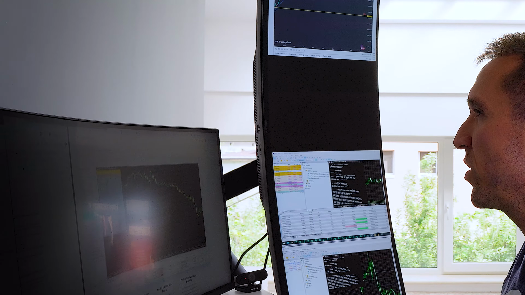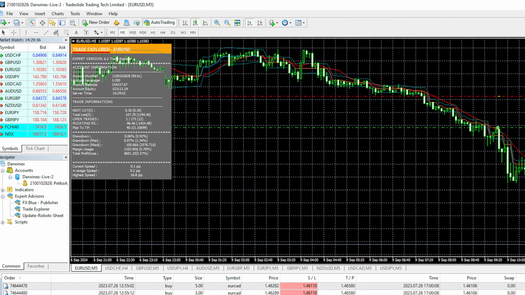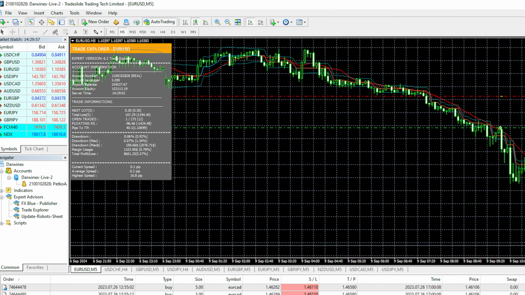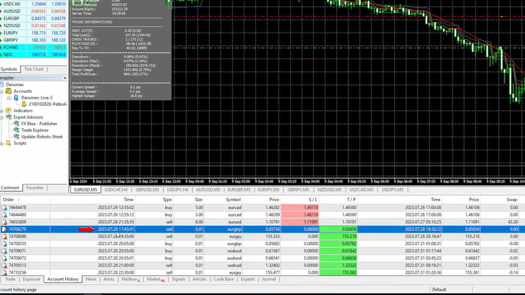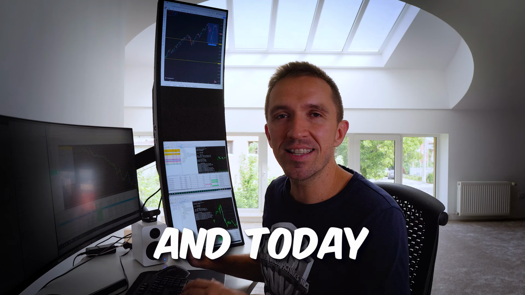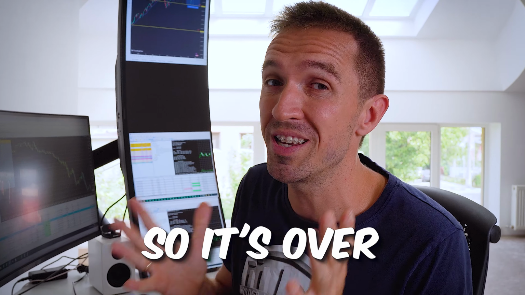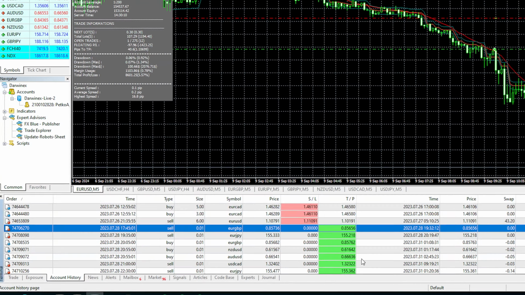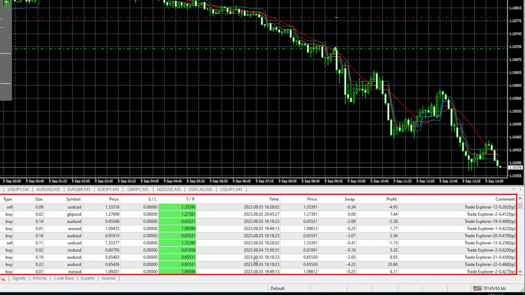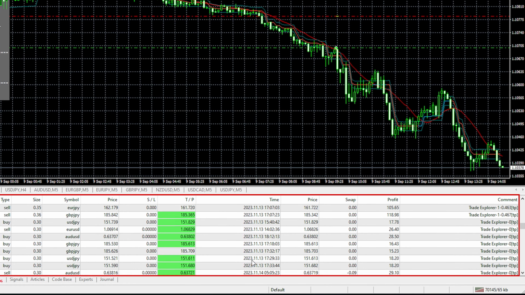I'll bring on my recording screen the Trade Explorer, which is the grid system I am talking about. I started it back on the 28th of July in 2023 and today is the 9th of September 2024, so it's over a year now. And you can see that it executed plenty of trades, like hundreds of trades on that funded account.